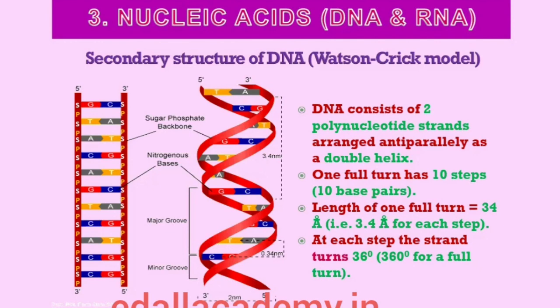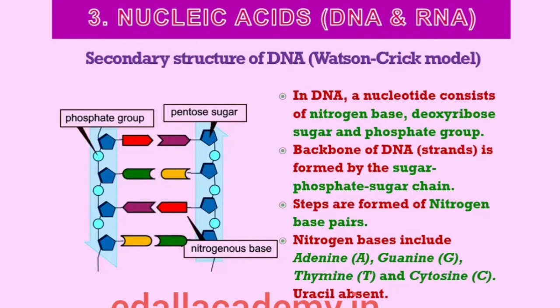In DNA, a nucleotide consists of nitrogen base, deoxyribose sugar and a phosphate group. The backbone of DNA strand is formed by the sugar, phosphate, sugar chain. That is, you try to remember, the backbone of DNA strand is formed by sugar, phosphate and sugar chain. Steps are formed of nitrogen base pairs. Nitrogen bases include adenine, guanine, thymine and cytosine. Uracil is absent in DNA.